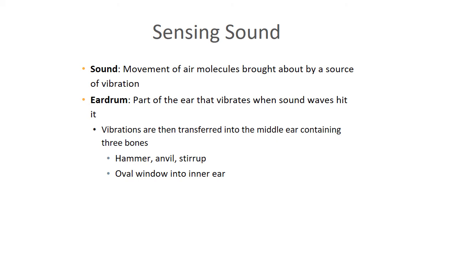The next sense that we're going to be talking about is your hearing. Sensing sound. Sound is the movement of air molecules brought about by a source of vibration. Your eardrum is part of the ear that vibrates when the sound waves hit it. The vibrations are then transferred into the middle ear, containing three bones, the hammer, anvil, and stirrup. And the oval window into the inner ear also vibrates. We will be taking a look at these structures in just a minute. In addition, I want to mention that your inner ear is also very important for your balance, and we will be taking a look at that as well.